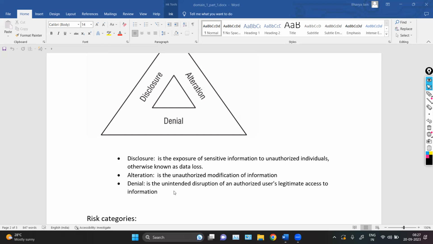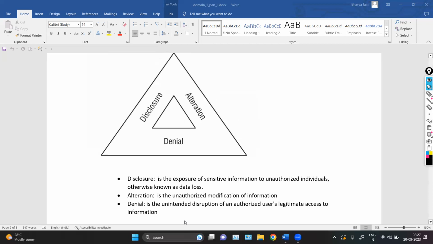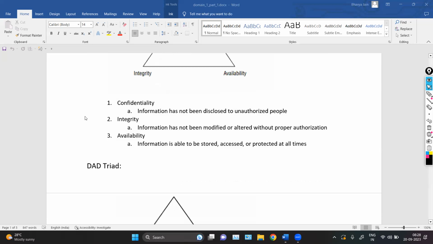Now denial. Denial is the unintended disruption of the authorized user's legitimate access to information. This is a violation of the principle of availability, where your data is now not available at any time, or we can say there's a disruption in your data. Whatever resources you are providing, there's a disruption here, there's a latency here, and your data is not accessible by the authorized user as well. So that is denial.